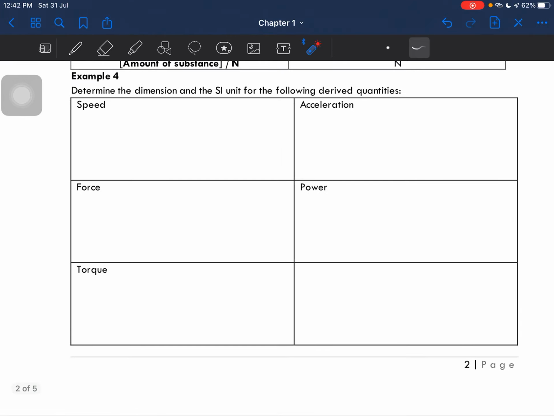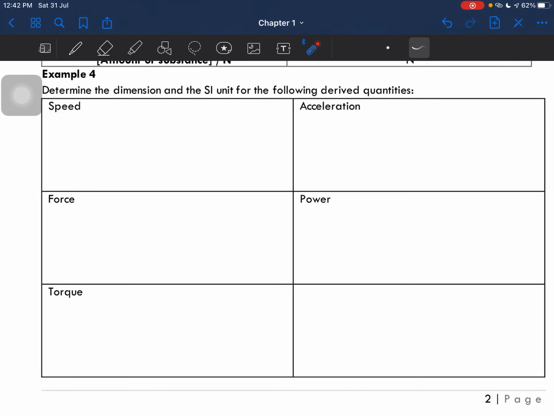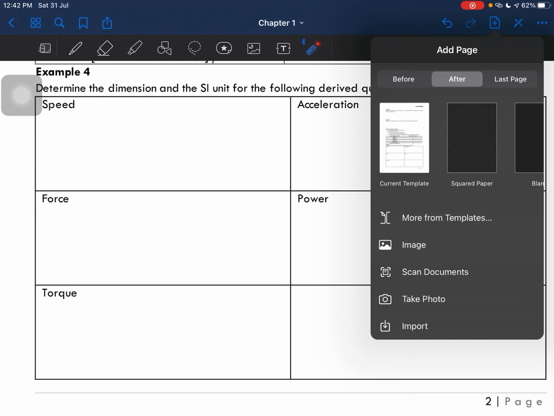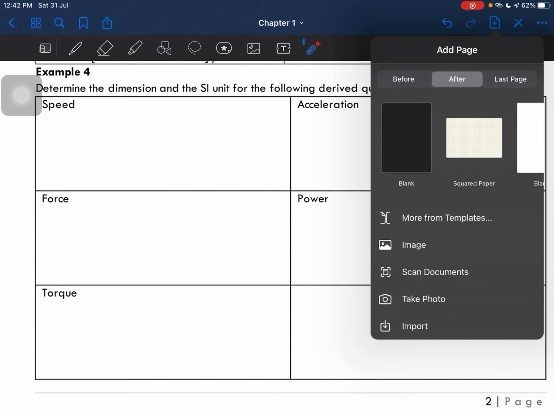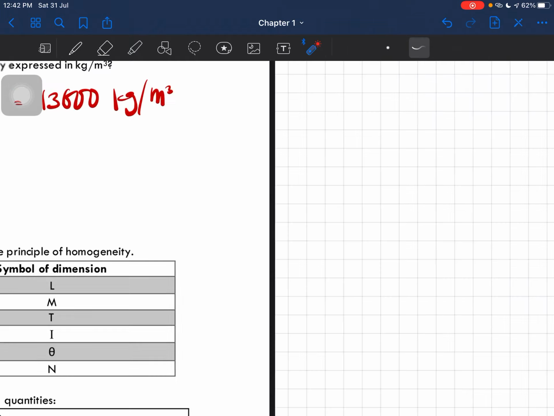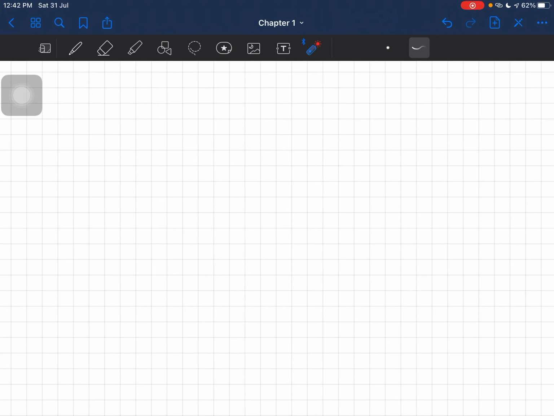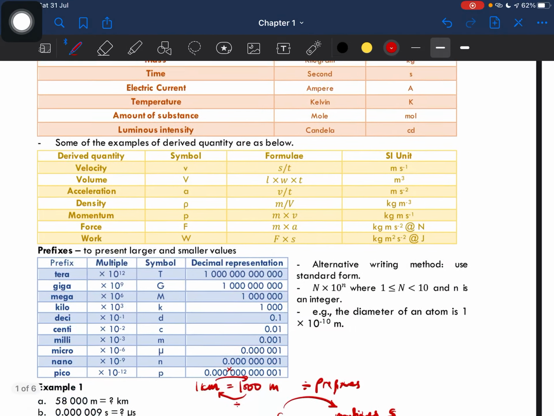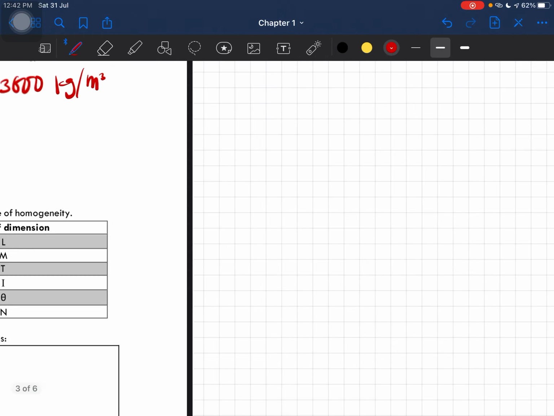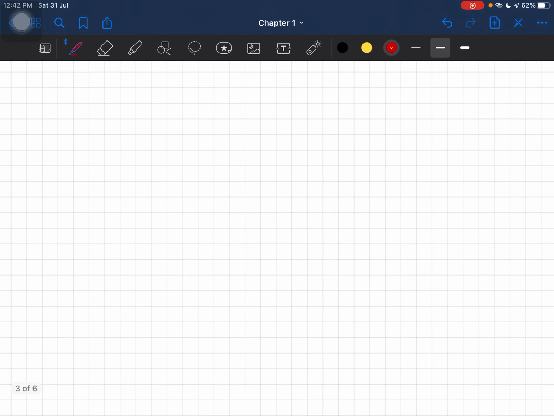Okay, so now example 4. Example 4, now we are going into dimensional analysis. Alright, so we have to determine the dimension as well as the SI unit for these derived quantities. Let me use white paper. Okay, so we have speed. I'm sorry I don't give you much space. It's for me to limit the amount of pages, but later you just write anywhere on any paper or at the back of the paper.